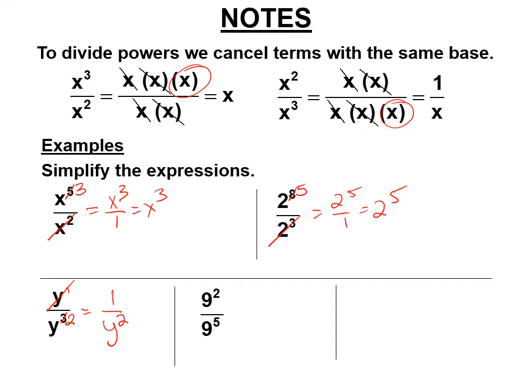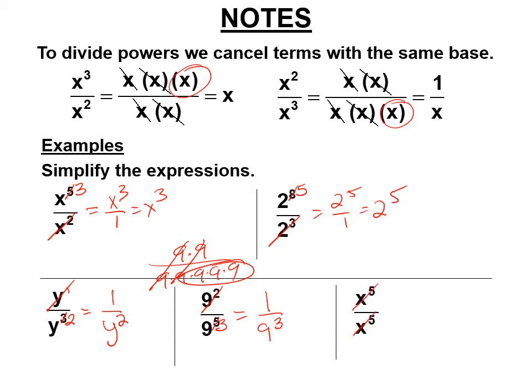You treat that 9 just like x and y. Those cross out. There are 3 9's in the denominator. It's 1 over 9 cubed. And again, let me just show this the long way. 9 squared is 9 times 9. 9 to the 5th is 9 times 9 times 9 times 9. These cancel. And we have 9 times 9 times 9 in the denominator. In other words, we have 1 over 9 cubed.